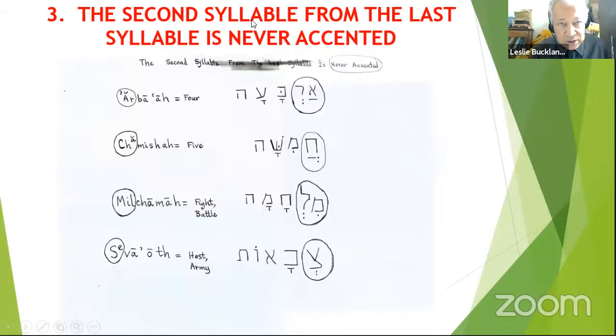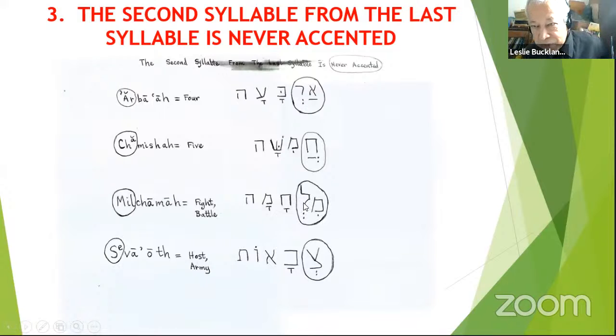So if the second syllable from the last syllable is never accented, let's start to count away from the last syllable. This is the last syllable, so I won't include it. The first syllable from the last syllable is ka, and the second syllable away from the last syllable is mil. So this syllable, which is the second syllable from the last syllable, is never accented.